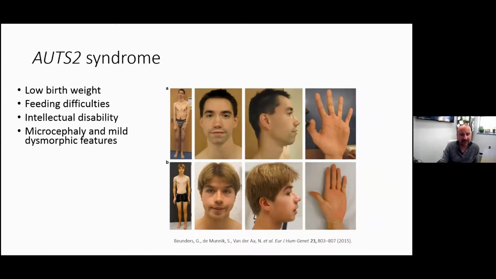This is some pictures from what's called ODS2 syndrome. So it's actually been described as being a familial or genetic, I wouldn't say disease, a syndrome rather, that results in low birth weight, feeding difficulties, intellectual disabilities, and microcephaly and mild dysmorphic features. So it's called ODS2 because it was originally thought to be associated with an autism-like syndrome.